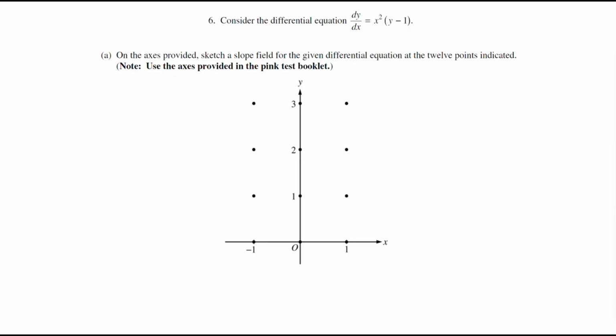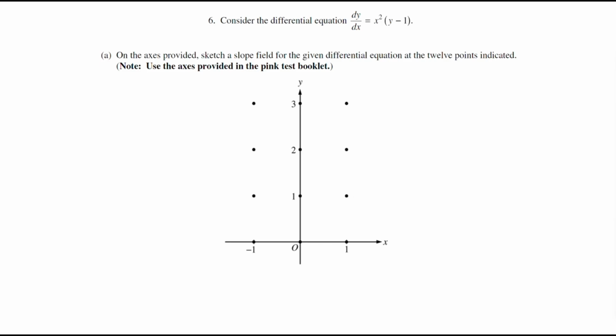All right, this is question number 6 from the 2004 AP Calculus AB exam. It's a differential equation FRQ. And they ask us first to just sketch the slope field for the differential equation dy/dx equals x squared times (y minus 1) at the 12 points that they give us here.